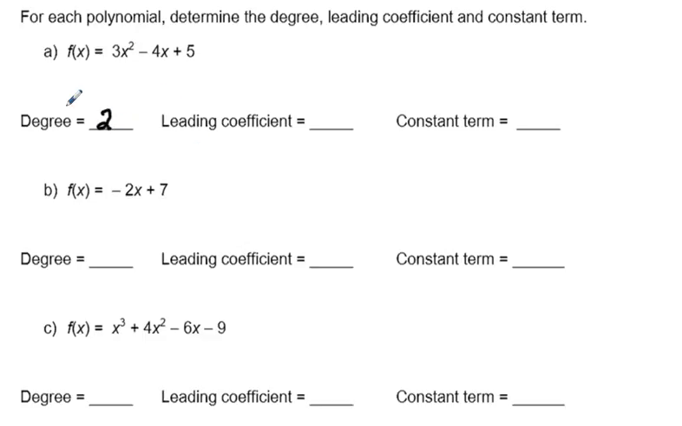Once we've identified the degree, we would like to look at the coefficient on that variable to find our leading coefficient. So the leading coefficient of this would be 3. And our constant term here would be 5. Also, since this has a degree of 2, we would identify this as being quadratic.